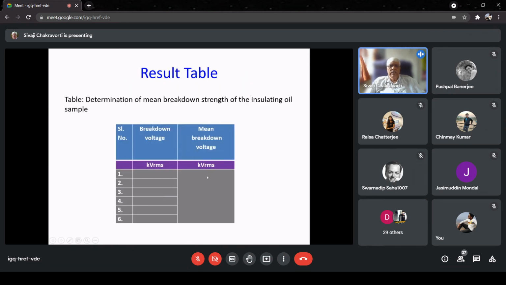So in this way, we do 6 tests and we take the average value as the reading. So this is how we have to prepare the result table. So 6 runs, every time we start from 0, go up to the breakdown voltage, note down the values, these are all in kV RMS, then we take the mean breakdown voltage, and that is our final one.